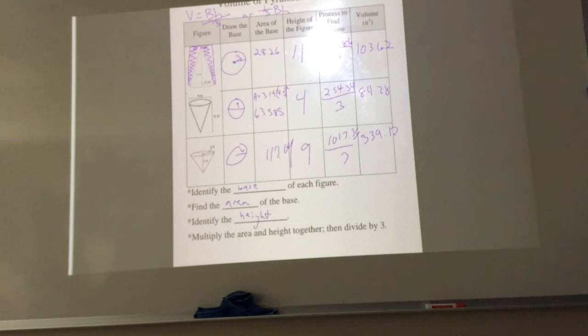How do I know it's a pyramid? Because it has sides. Addison did great when she said that earlier. She said there's sides to it. How about 5? 6? 6 is a cone. 7? 8? 9? Okay, so nothing is changing in this process. It's still area of the base times height divided by 3.